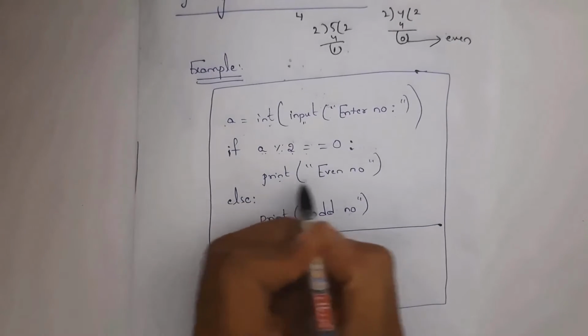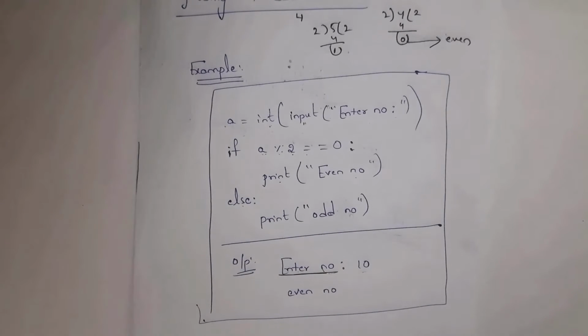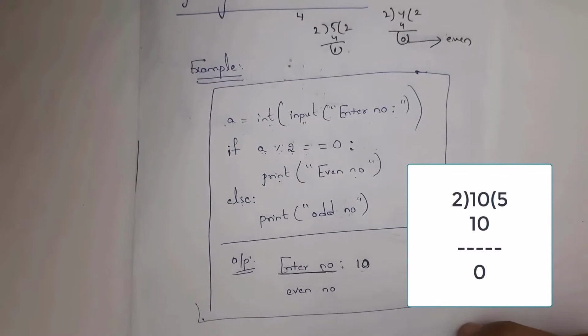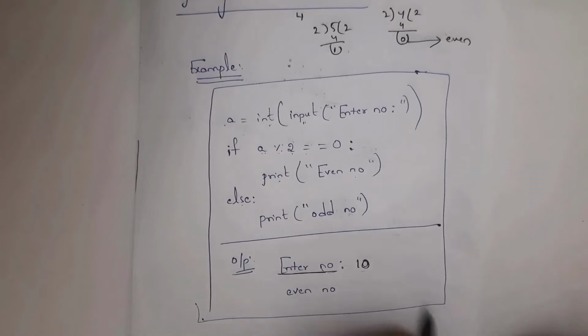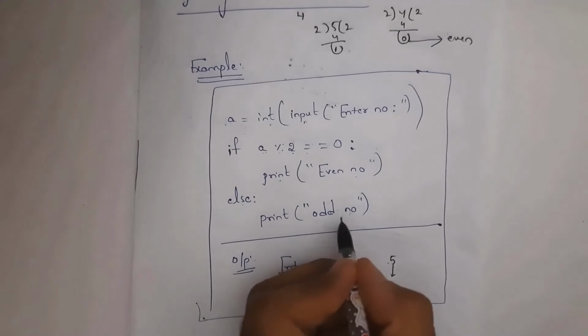So I wrote here print even number. Else print odd number. This is the program to check whether a number is even or odd. Here I gave number 10. So I will get the output even number. For example, if I give here input as 5, 5 is not an even number, 5 is an odd number. So I will get the output, that is odd.